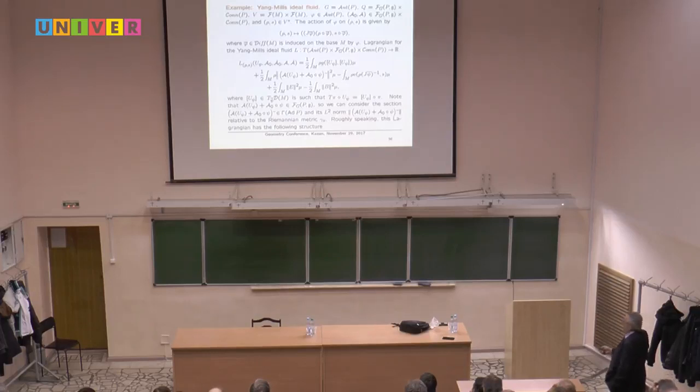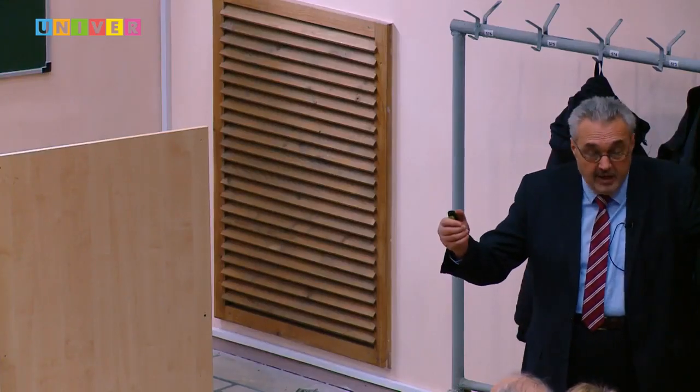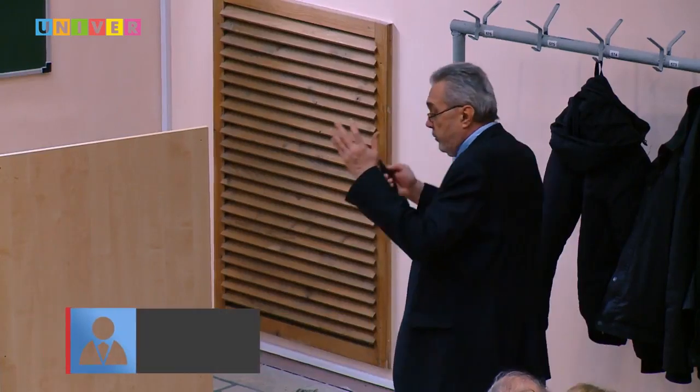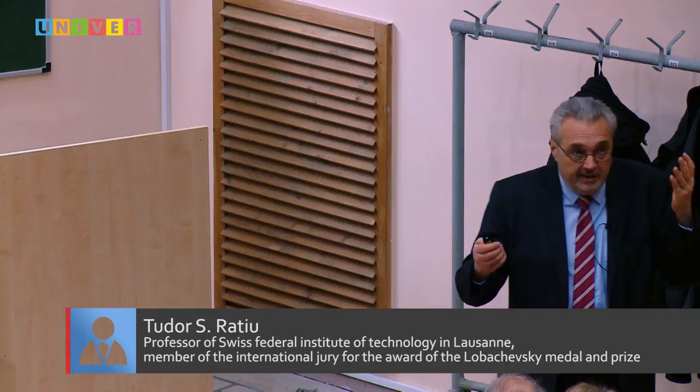Okay, so roughly speaking, the Lagrangian looks like this. Particles minus internal energy plus Lagrangian for the Yang-Mills field. Right? This is what you see in physics. Okay, so now you look for invariance. This is Noether religion, right? You look for invariance, look for conserved quantities, and physics will tell you something immediately. That's correct, and this is geometry.